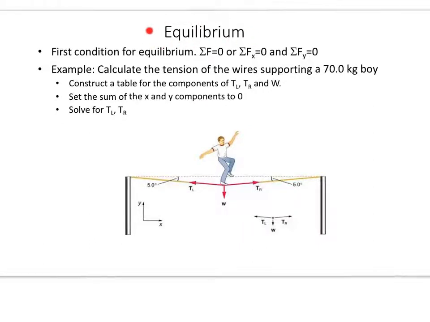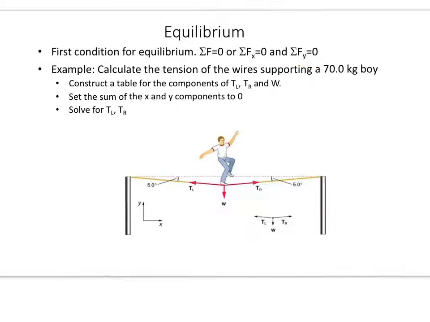This video deals with equilibrium. Now there are two conditions for equilibrium. We'll see the second one later. But the first condition is that the sum of the forces must be equal to zero. Or more specifically, the sum of the forces in the x direction has to be zero, and the sum of the forces in the y direction has to be zero.